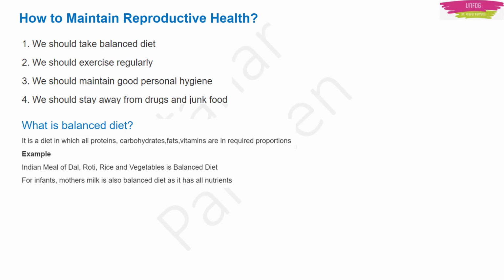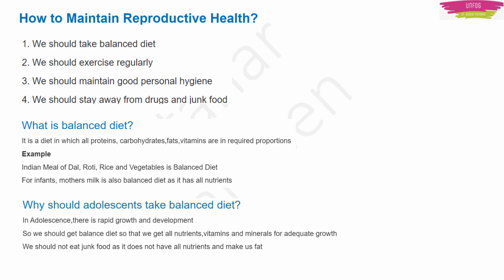Coming to infants, mother's milk is also the best example of a balanced diet because the mother has all this food, right? So the milk of the mother will also have all the nutrients coming from this food. That's why for infants, mother's milk is the best balanced diet. That's why doctors always keep telling mothers to feed their children with mother's milk. If there is an emergency, and a situation where the mother cannot feed the baby with milk, then that is a different scenario, but usually it is the best thing to give mother's milk to the infants.